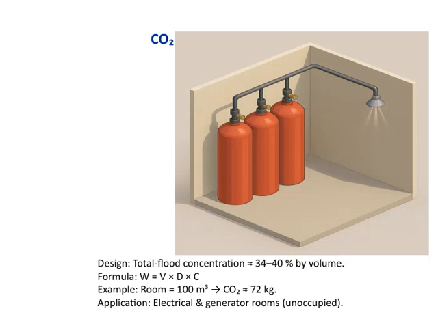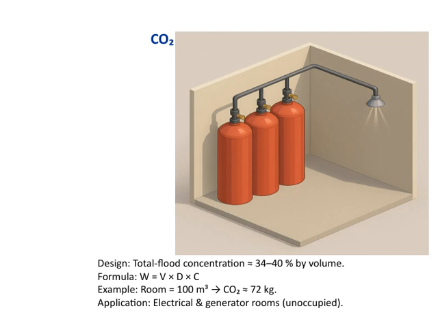Let's take a closer look at the CO2 system as outlined in NFPA 12. The design focuses on achieving a total flood concentration, which is typically around 34 to 40% by volume. This means that when the system is activated, CO2 is released into the protected space until it reaches this concentration, effectively displacing the oxygen to suppress fires.